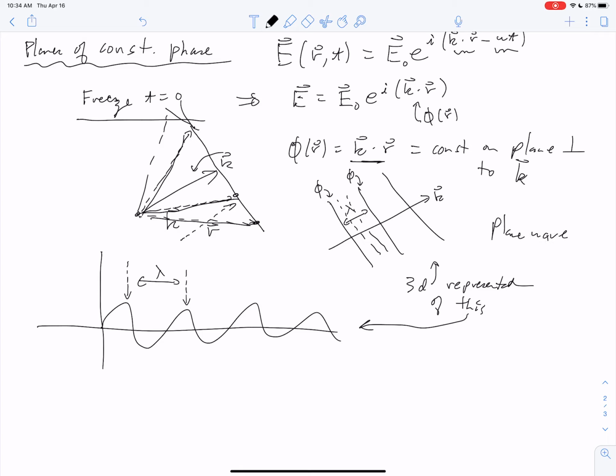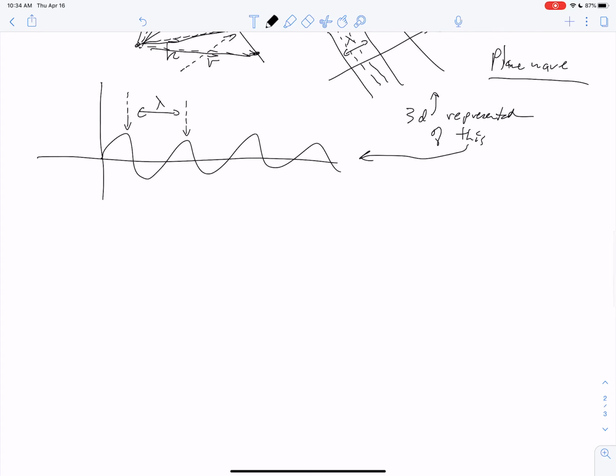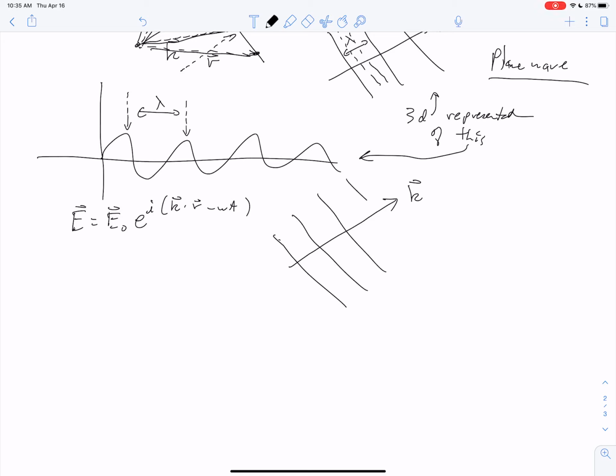These are simple things that you might have seen before, but I know they can be confusing too. Sometimes the simple things can be the most confusing. Okay, so when I draw this, E is equal to E naught e to the i k dot r minus omega t. What I want you to think of is a plane wave that's traveling in the direction of k, and you can think of these planes of constant phase.